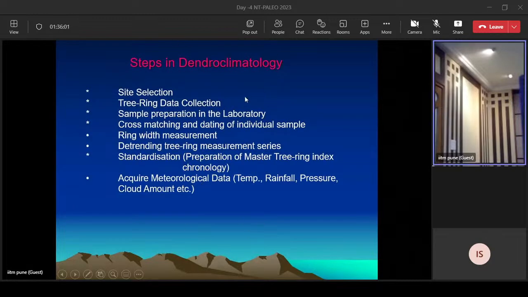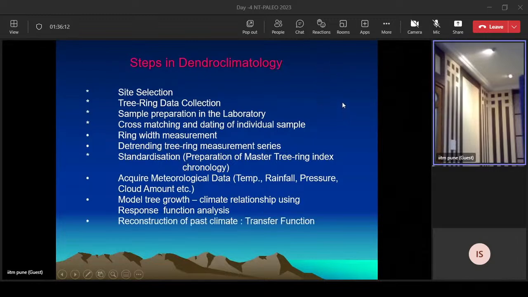Acquiring meteorological data, temperature, rainfall, pressure, etc., and modeling the tree-growth climate relationship, that is called response function analysis. And reconstruction of past climate, transfer function. Now, site selection. This is very important.